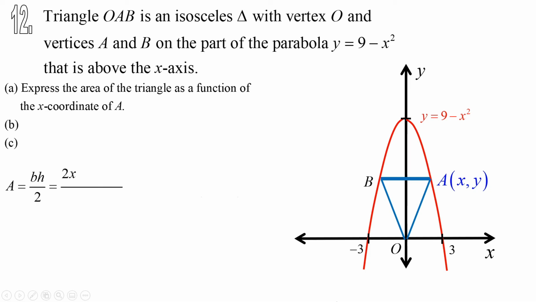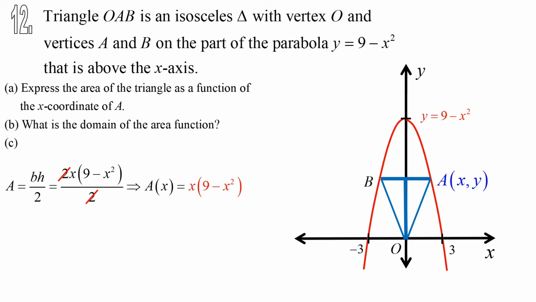There it is. And what's the height? It's this distance right here, which, by the way, is the y-coordinate of point A. And what is that y in terms of x? That's 9 minus x squared. So the base is 2x, and the height is the quantity 9 minus x squared, divided by 2. I'll simplify that a little bit. I'll cancel out those 2's. But I think I'll just leave this now in factored form. So there's my area in terms of x. A of x, or area of this triangle, in terms of the x-coordinate of point A, is x times the quantity 9 minus x squared.